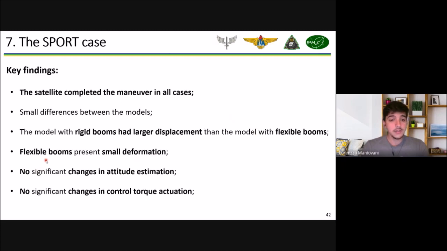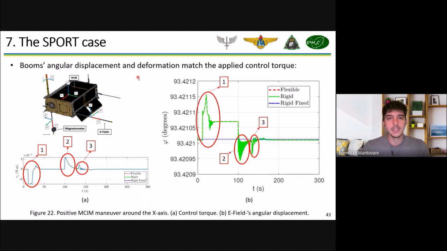We didn't see any significant changes in attitude estimation, nor in the control torque actuation, because even if the attitude estimation was still the same, the satellite could require more control torque to complete that, and that means more energy. But this is not the case. The control torque is basically the same in all cases. But I still want to show you some things that we found that we were expecting actually.